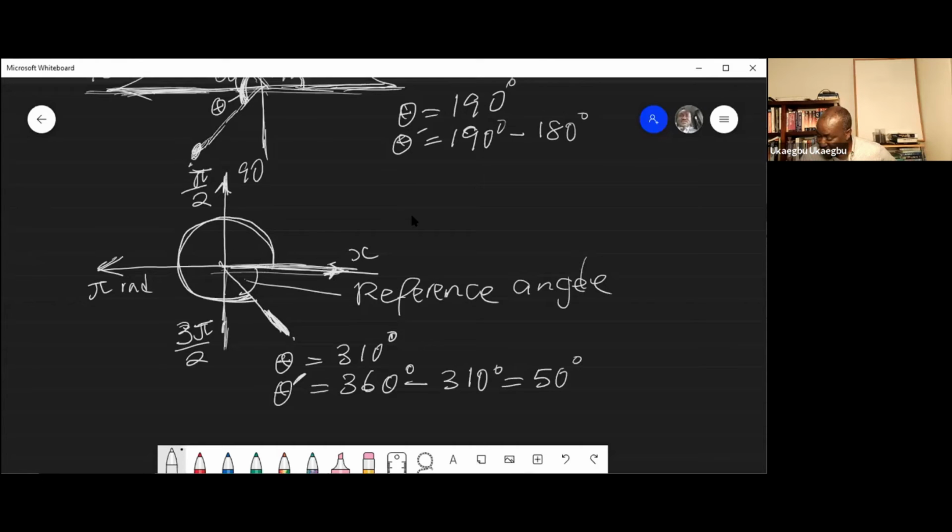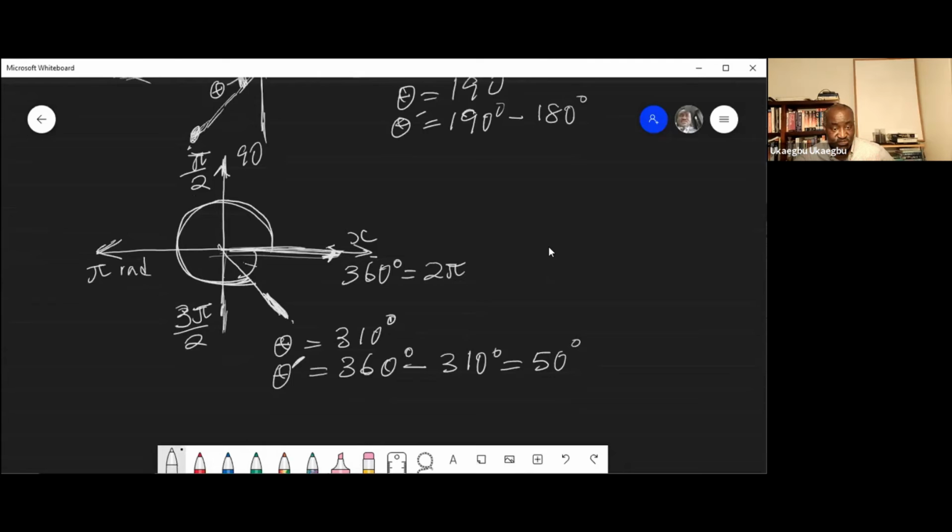And then of course you know that, let me erase this reference angle and instead write that this place 360 degree is equal to 2 pi radian. Okay? So now let's make an illustration. I want to make this thing super easy.